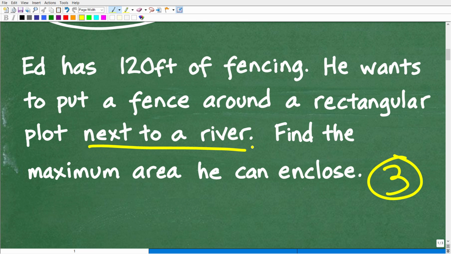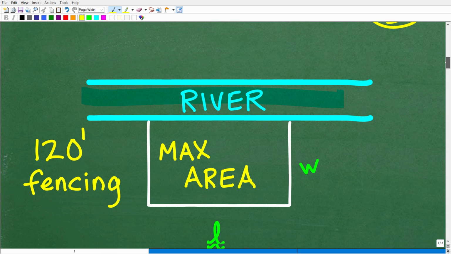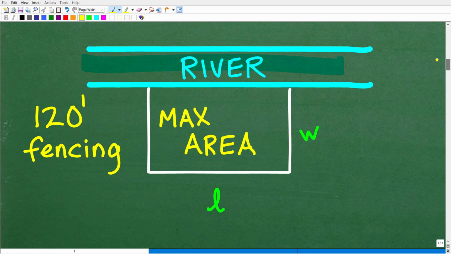But the best way to really make sure you're clear on the information in the problem is to try to model it. And in this case, we can certainly come up with a nice sketch that represents what's going on. So let's go ahead and take a look at my little picture. And here we have this river. Now we have 120 feet of fencing, and of course we have this rectangular plot that we want to enclose.